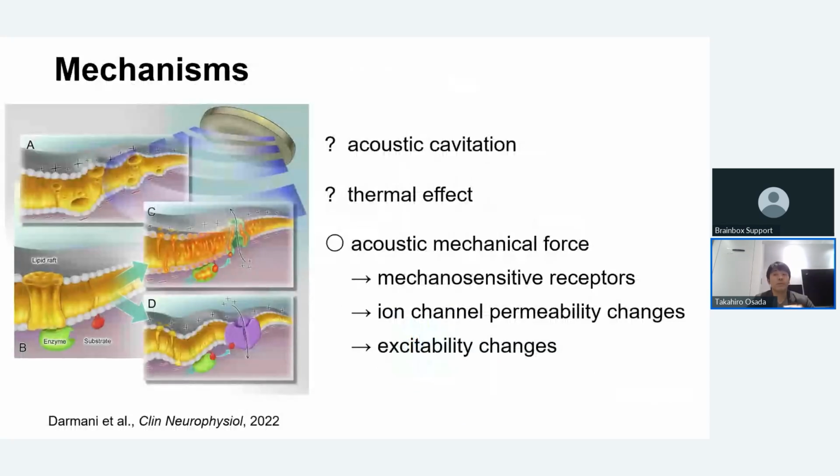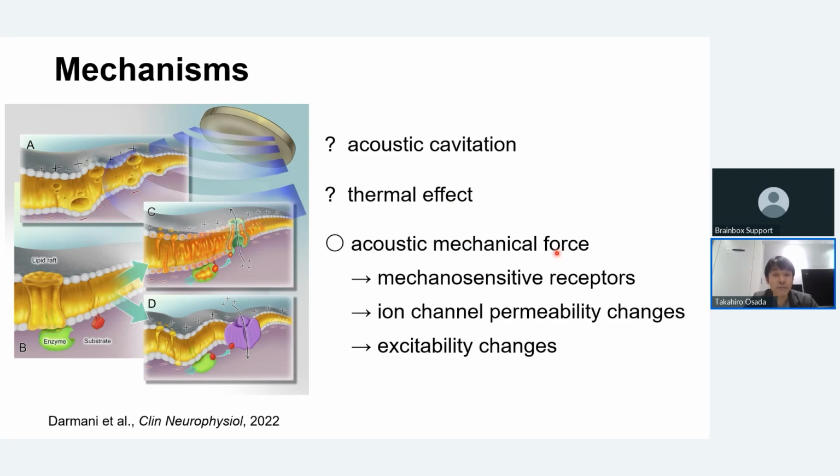So why are neurons functionally modulated by ultrasound? A precise mechanism is not yet fully understood. However, the effect of ultrasound on the cell membrane is suggested to be a key for neuromodulation. Several mechanisms are proposed. One is acoustic cavitation, and another is thermal effect. However, the contribution of these effects is considered to be minor. The most likely mechanism is acoustic mechanical force.